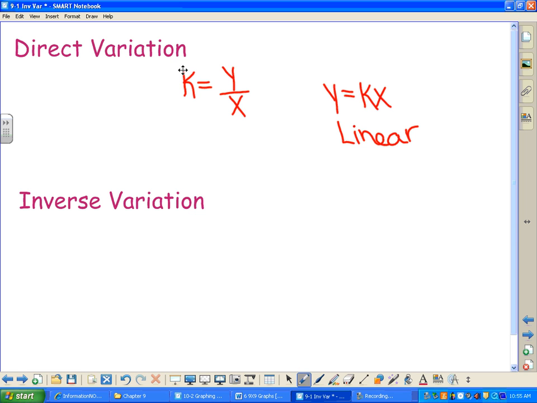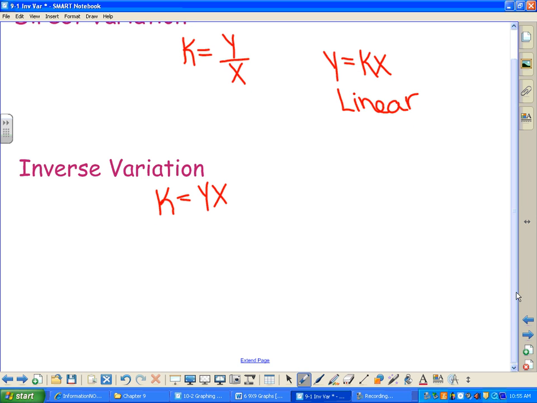If direct variation means we take the y and the x and we divide, direct divide, that's how I remember them, what do you think we're going to do with the y and the x with an inverse variation? We're going to multiply them. We're going to end up with k equals y times x. The way I think about an inverse variation is as one value gets larger, the other one has to get smaller. And that k is still your constant of variation.